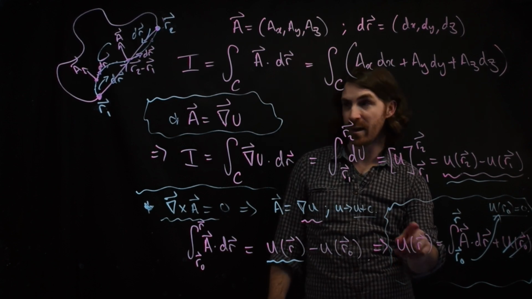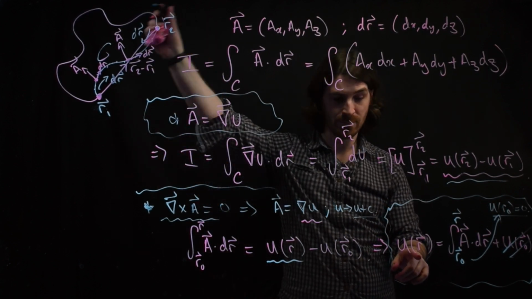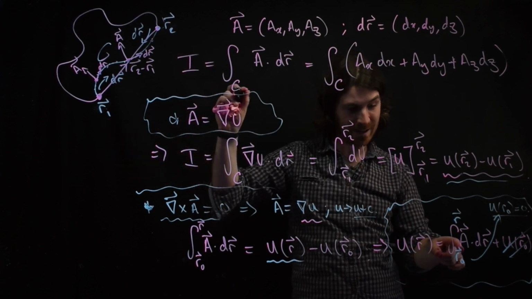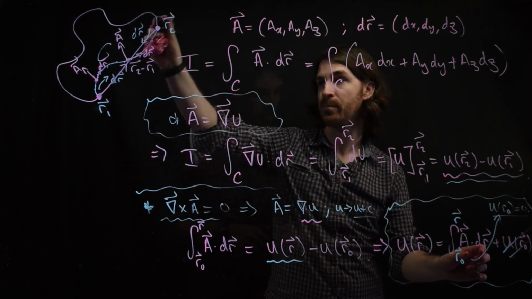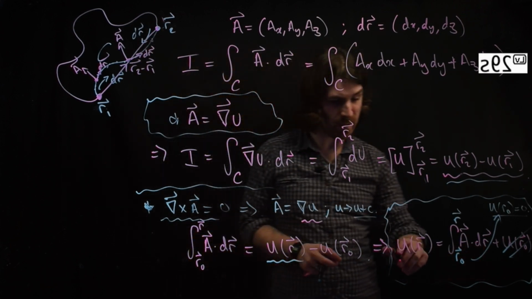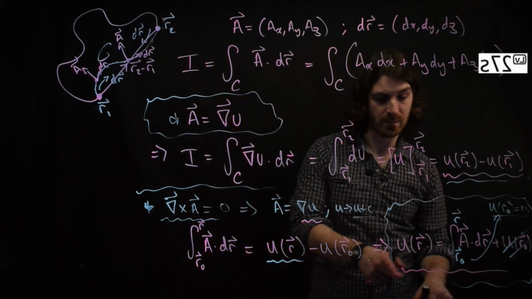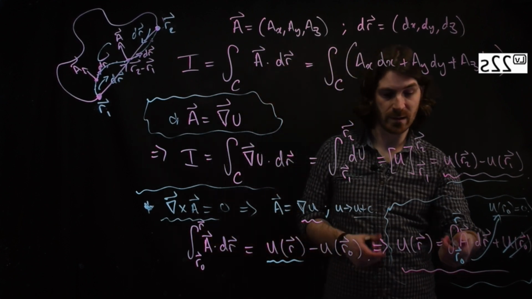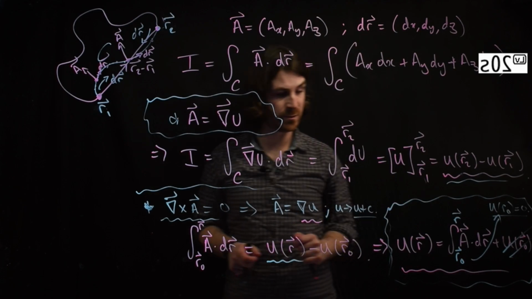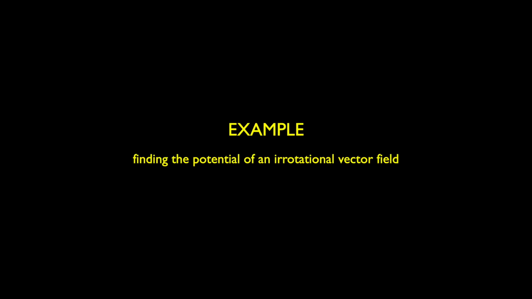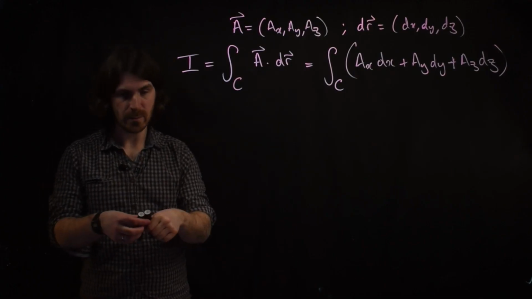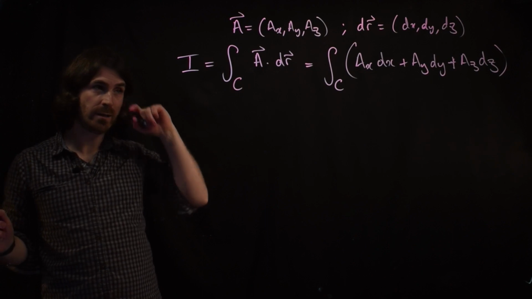Then we can use that fact to actually work out what the potential is. This is the potential at any point in 3D space, and it can be worked out as the line integral of A dot dr. So let's think about an example where we actually calculate this potential. We're given A, we do the line integral, and we calculate the potential.